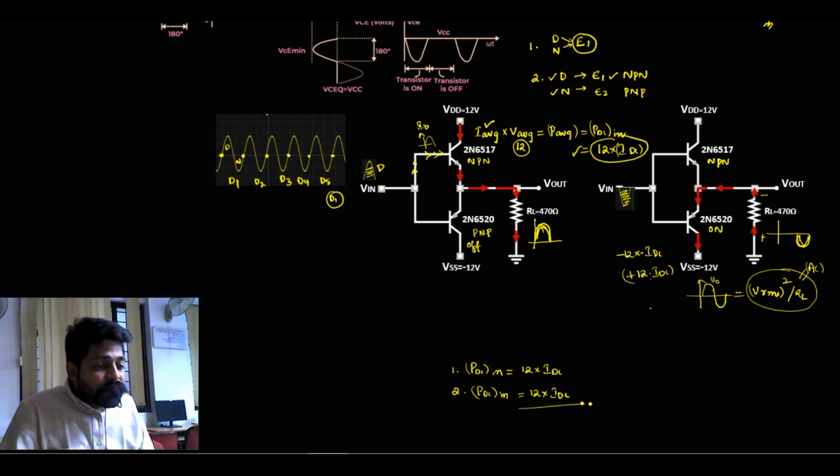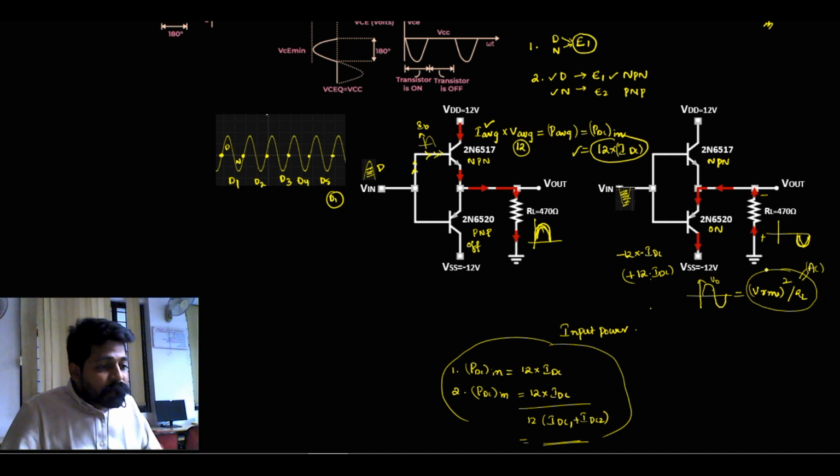So the total power is nothing but, if you take 12 common, IDC of the first transistor plus IDC of the second transistor. So I will be calculating the total power, which is taken by the two transistors, right? This entire thing will be considered as the input power.